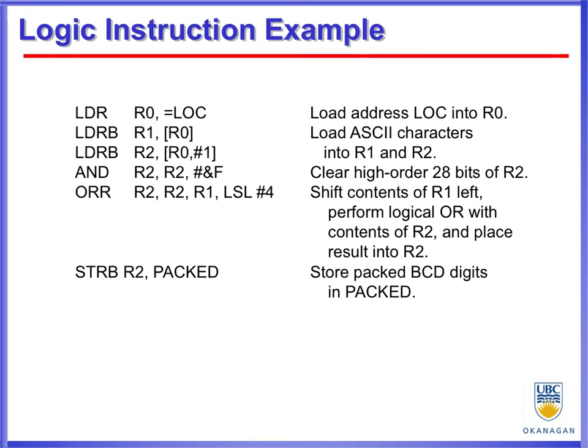So in this particular little section of code, we're basically going to read the ASCII codes of two characters, and we're going to convert those ASCII codes to what we call binary coded decimal, and then pack the binary coded decimal versions of these two characters together into memory into 1 byte.